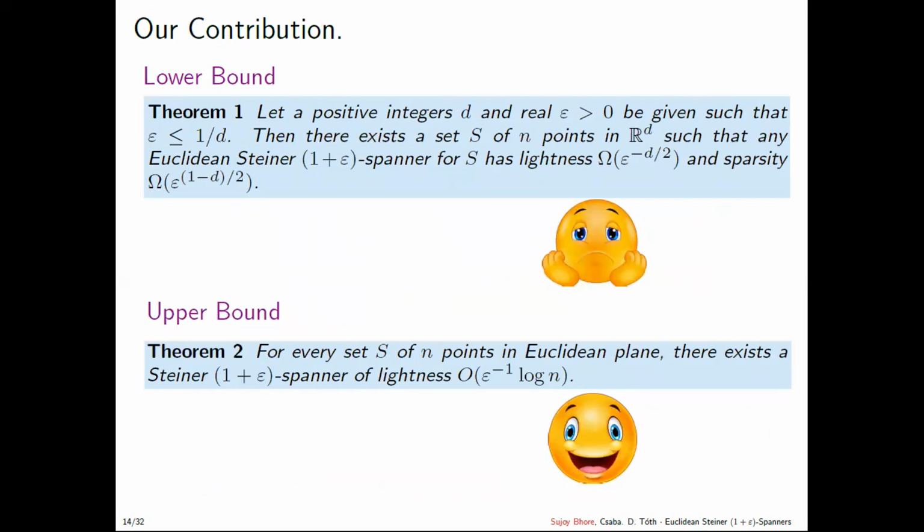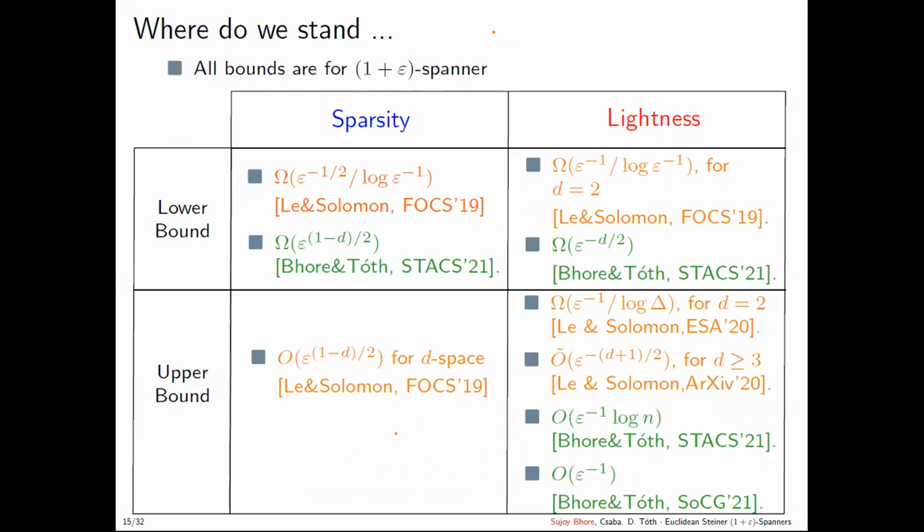So our result: we show the lower bound that for a positive integer d and a real epsilon greater than 0, such that epsilon is at most 1 by d, there exists a set S of n points in d dimensions such that any Euclidean 1+ε Steiner spanner has lightness epsilon to the power minus d by 2 and sparsity epsilon to the power 1 minus d by 2. We complement this with an upper bound. We show that for points in the plane, there exists a 1+ε spanner with lightness epsilon to the power minus 1 times log n. So here we stand on Euclidean spanners.